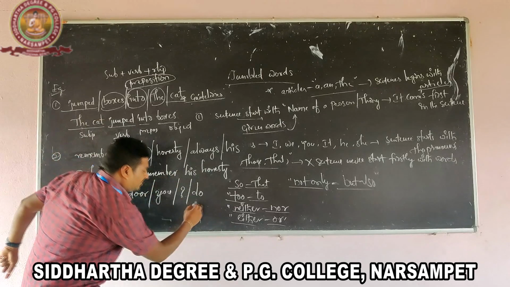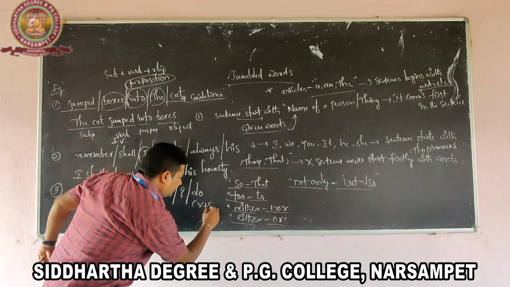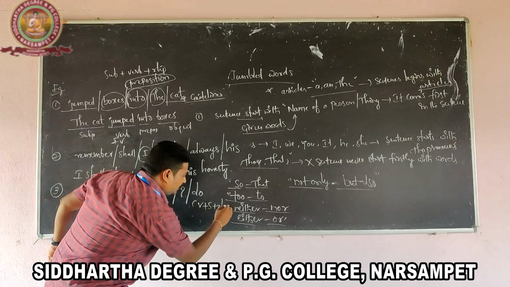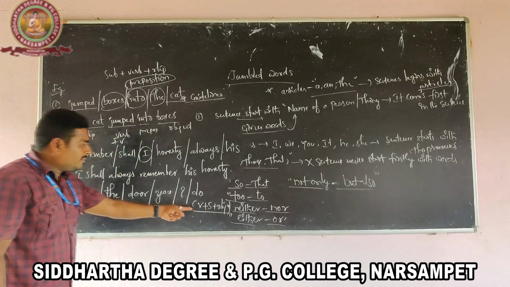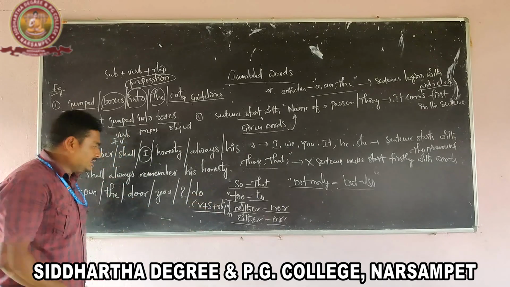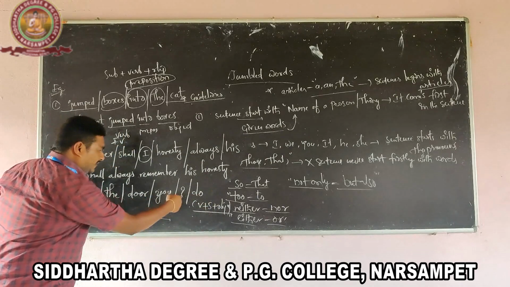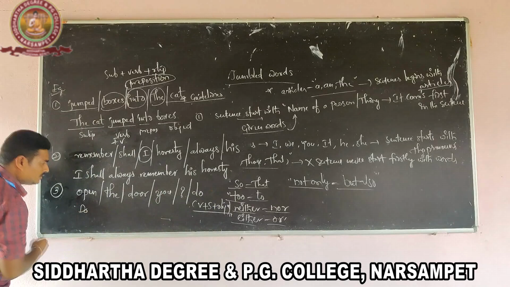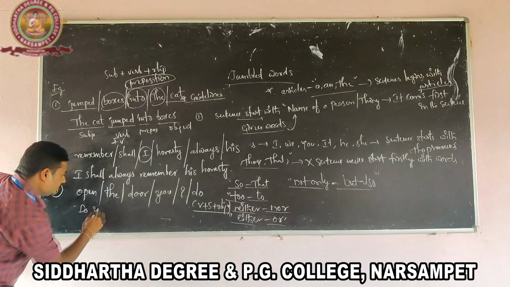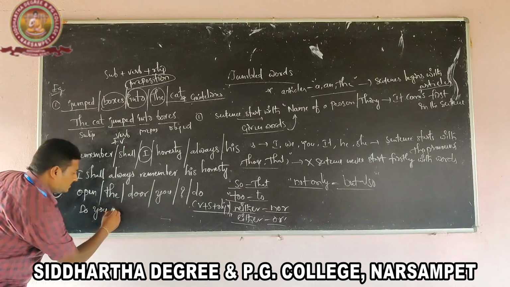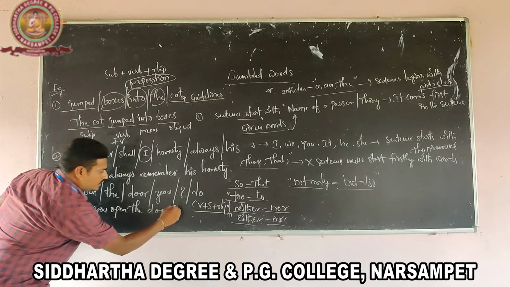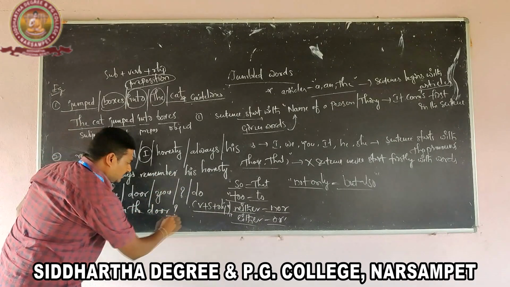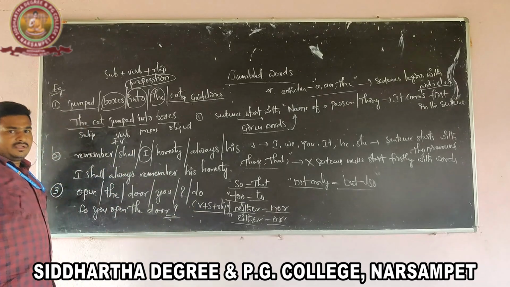Interrogative statement. Remember, here I am writing the structure. Verb plus subject plus object, right? Interrogative statement means it starts with the helping verbs, right? So what is the helping verb in this sentence? Do. Next, you open the door. So at the end of the sentence, definitely the question mark comes, right, guys?